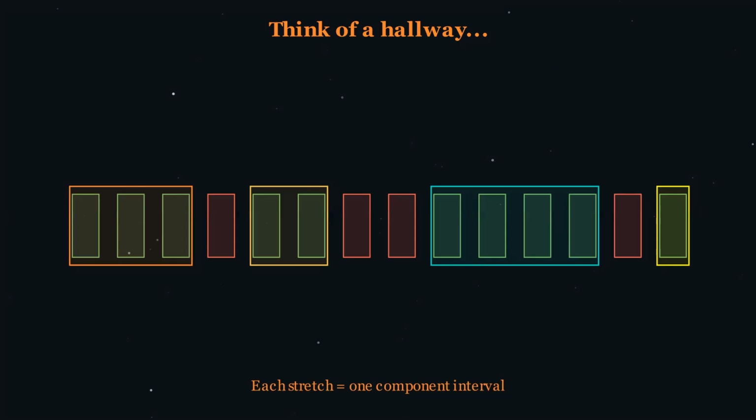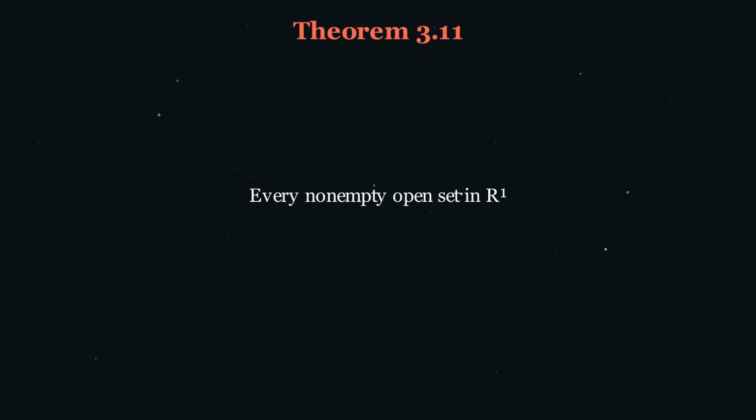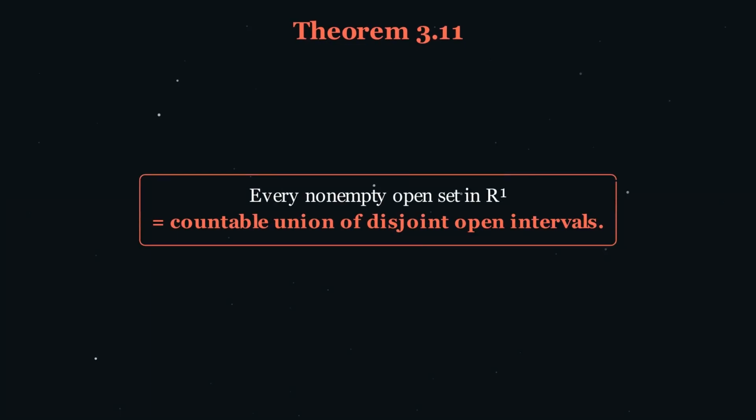Theorem 3.10. Every point of an open set S in R1 belongs to exactly one component interval. They don't overlap, they tile S perfectly. And then comes the showstopper. Theorem 3.11. Every non-empty open set in R1 can be expressed as the union of a countable collection of disjoint open intervals, namely its component intervals.